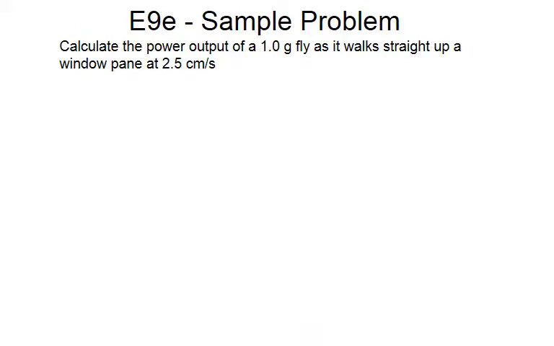Okay, so this will be the final question in this unit that we'll try. What is the power output of a 1 gram fly as it walks straight up a window pane at 2.5 centimeters per second? So go ahead and set up some of the forces, or the free body diagram, and you can try to determine the power output.